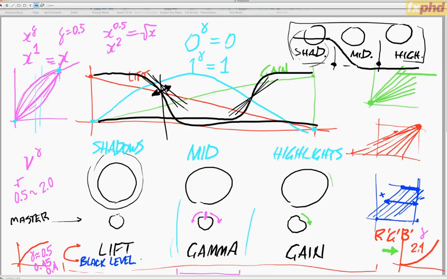So there you go. That's the short description of color grading. And as I say, you guys are my guinea pigs on this section of the talk.